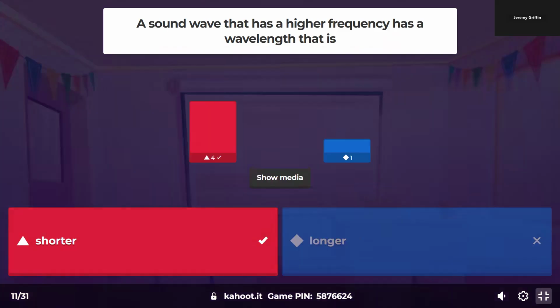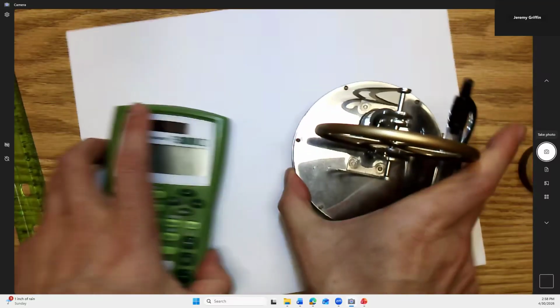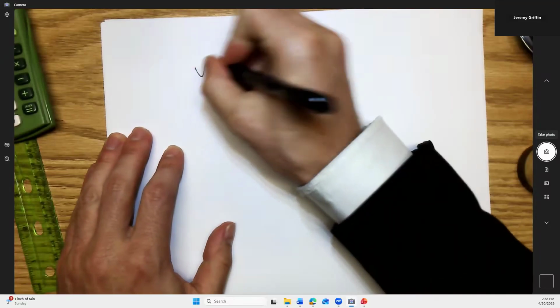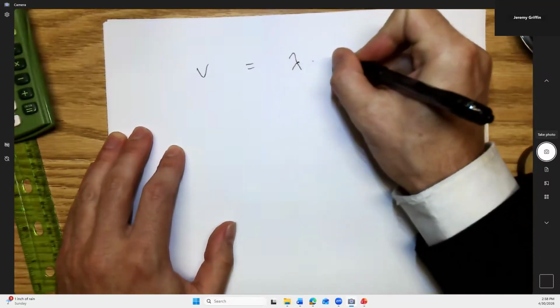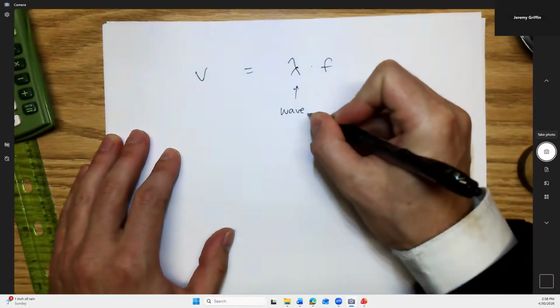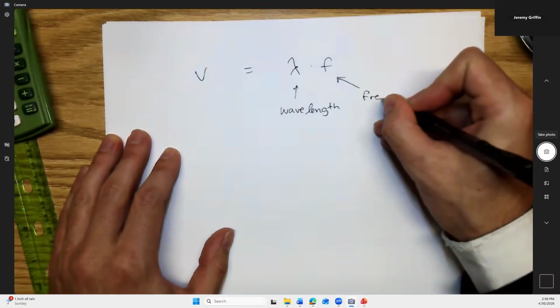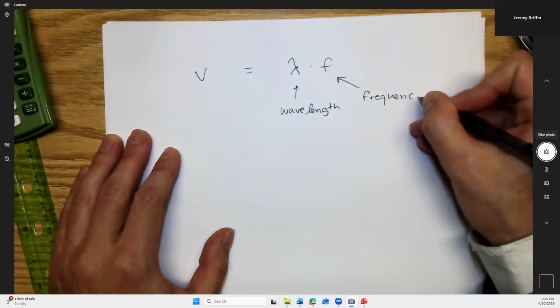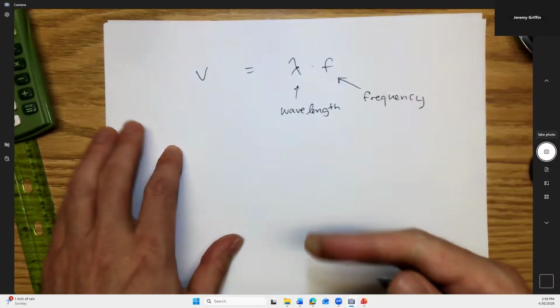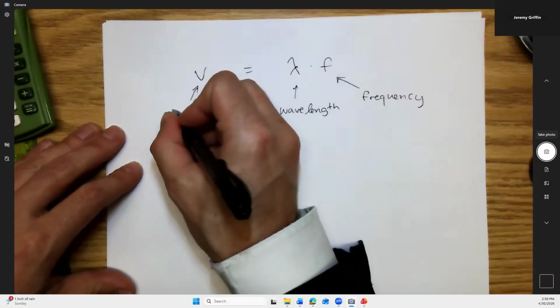Yeah, a shorter wavelength. Okay. Here, I'll back this up with a little bit of math too, because this is an important wave formula. You've got speed equals wavelength times frequency. Frequency is like the musical pitch. If I play an A note, that could correspond to something like 220 hertz. And this is speed.